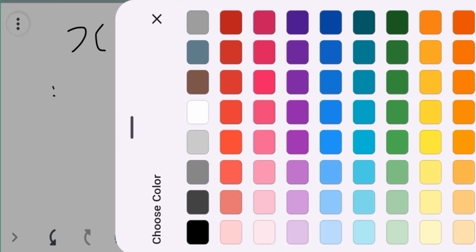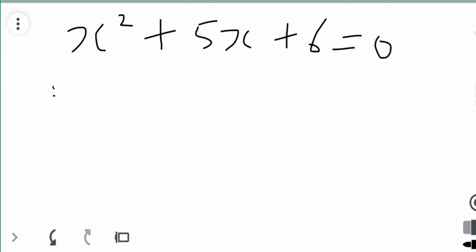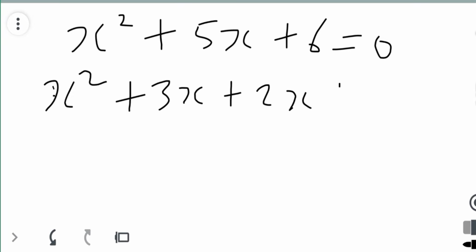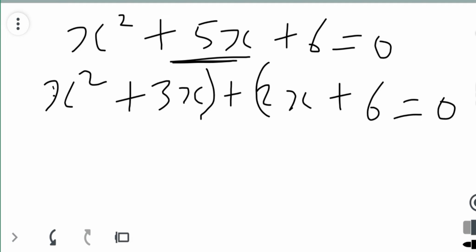Okay, let me proceed now. So from here, we'll be having x squared. Don't forget, instead of writing 5x now, I'll be saying x squared plus 3x plus 2x plus 6 equals 0. So instead of saying plus 5x, we now said 3x plus 2x, because 3x plus 2x as well will give us 5x. So let's group them quickly.